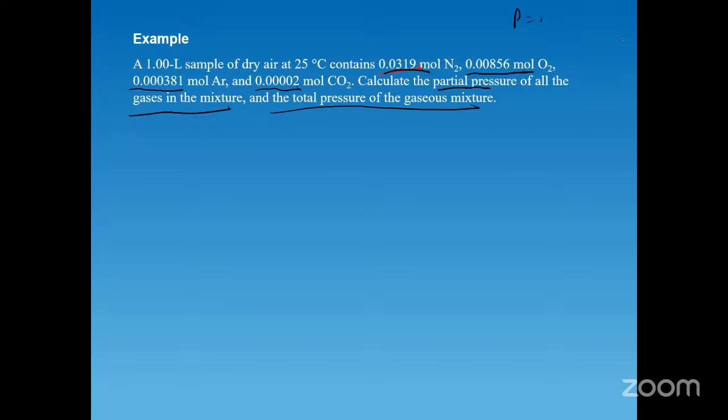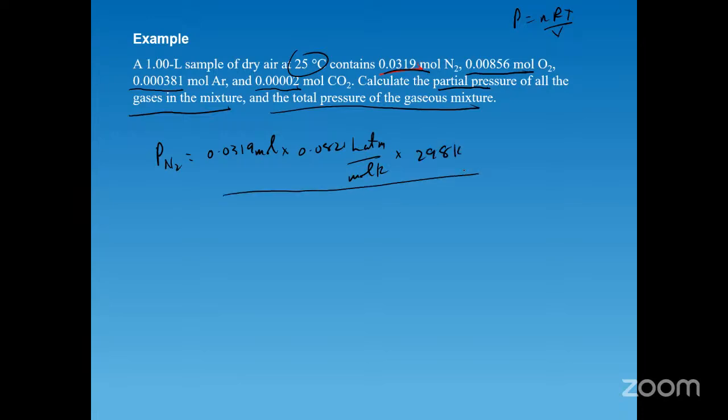P is equal to nRT over V. So in the case of nitrogen, that would be equal to the number of moles of nitrogen, which is 0.0319 moles, times R, which is 0.0821 liters atmospheres over mole Kelvin, times the temperature, 25 degrees, which you have to convert to Kelvin again, so that's 298 Kelvin. And then we divide all of that by the volume, which is 1.00 liters. And basically, it's the same setup for the other gases.